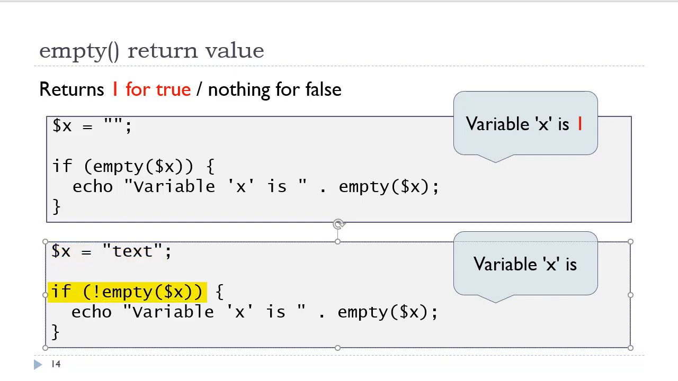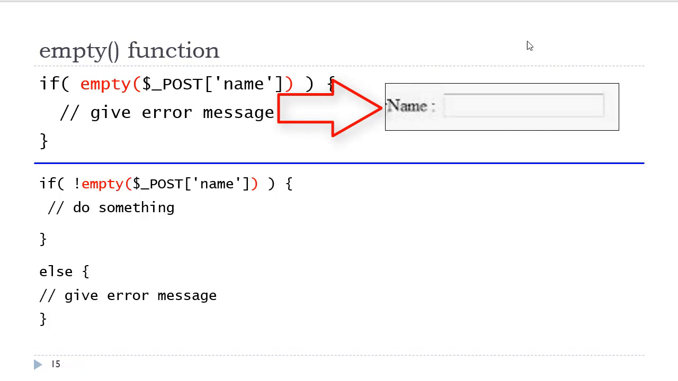If you look at the second example where we actually have some text, in my if statement, I have a not in front of the empty function. So I'm saying if it's not empty. If this condition is true, meaning it's not empty, which means that there is something in this variable, then the code inside the curly braces will execute, which it does. And if you notice the output, variable x is, and there is nothing else there, because the function returned nothing for false.